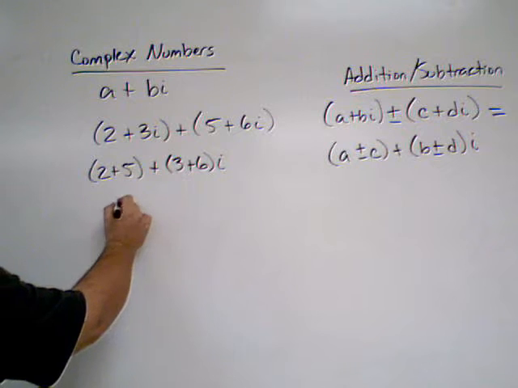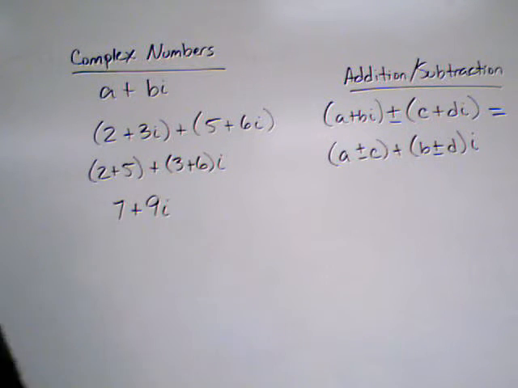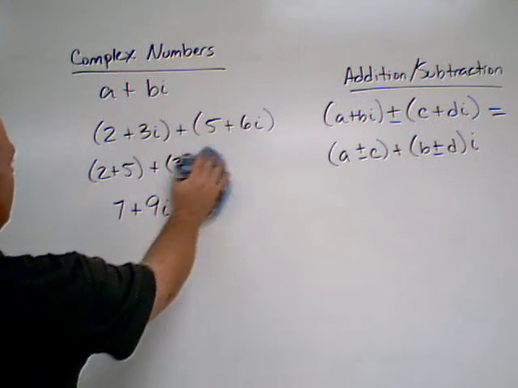So 2 plus 5 gives us 7. 3 plus 6 is 9. We tack on i, and there's our answer: 7 + 9i. Alright, now what if we wanted to subtract those?